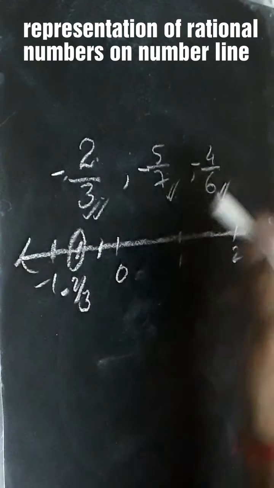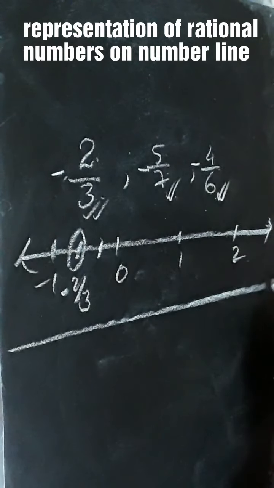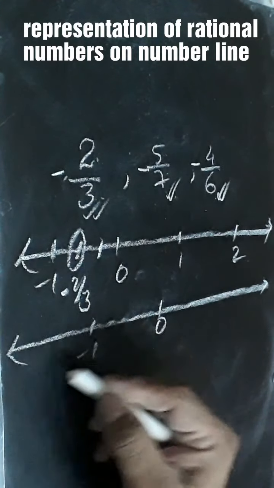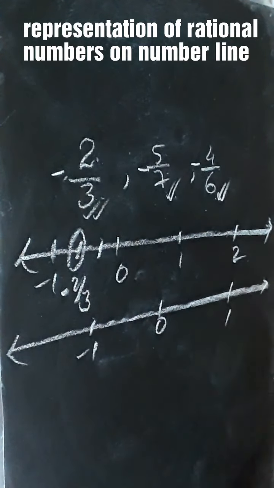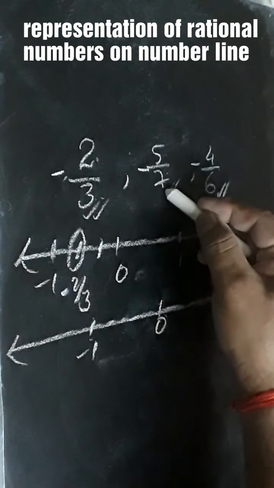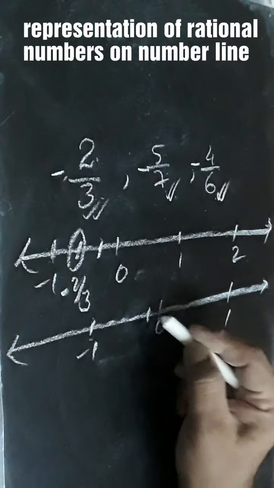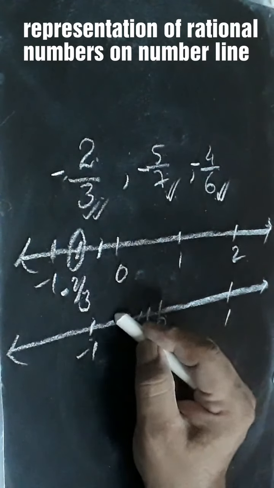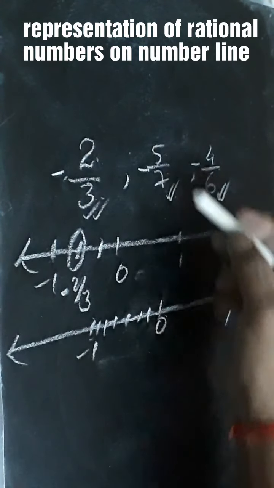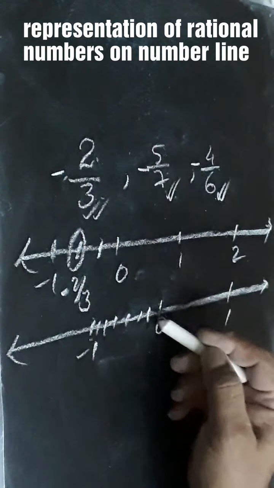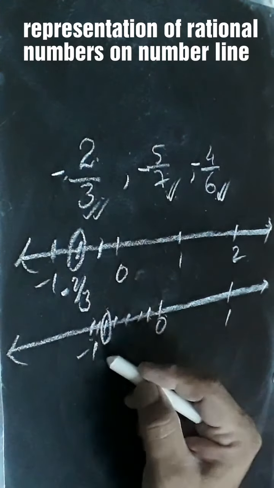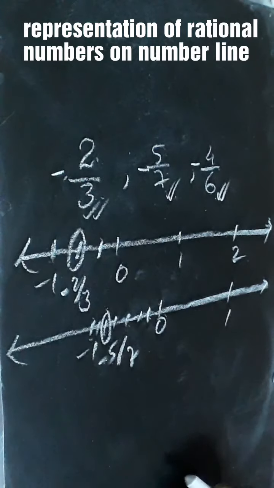Now let us take -5 by 7 on another number line. We have 0 here, -1, 1 and so on. Now we will divide 0 and -1 into 7 equal parts: 1, 2, 3, 4, 5, 6 and 7. All should be equal. Now the numerator we have is 5: 1, 2, 3, 4 and 5. This will represent -5 by 7 on the number line.